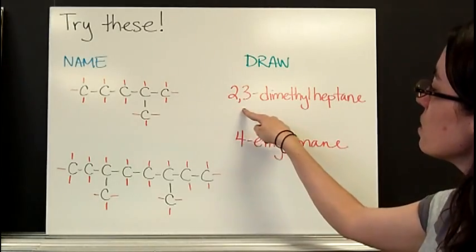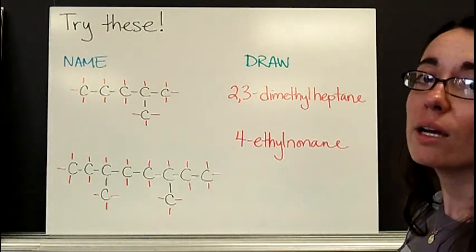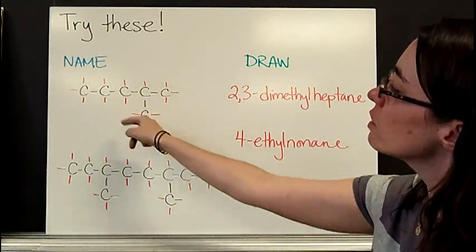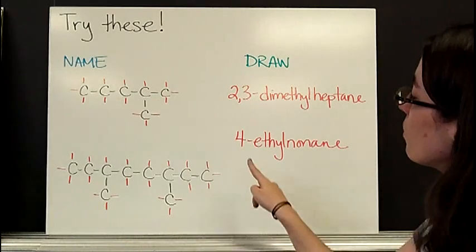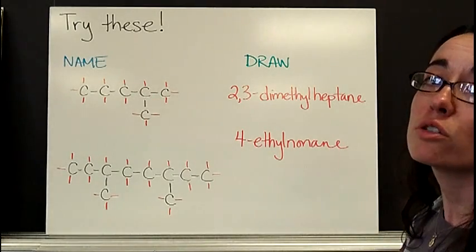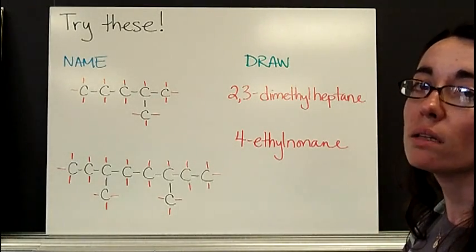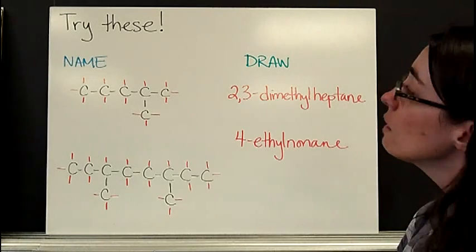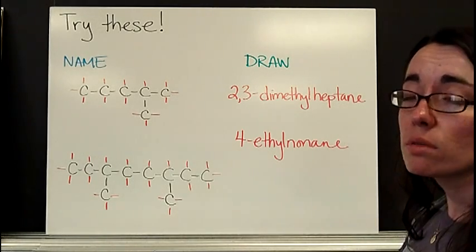I want you to take this long, complicated looking thing, I want you to translate it into a structure that looks kind of like this. Then I want you to do exactly the same thing, but I want you to draw me a 4-ethylnonane. Okay? So try those 4 problems, write them down.